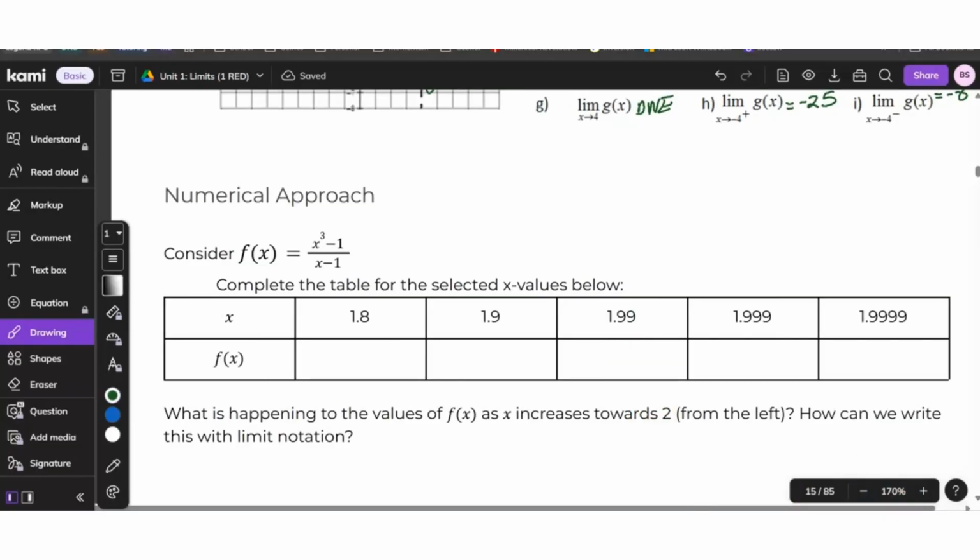There we go. We're back. So, guys, are we going to need a calculator for this one? Yep. Okay. So let's take a look at this. We've got this function f of x. It's x cubed minus 1 over x minus 1. Yes, sir. We need a calculator.